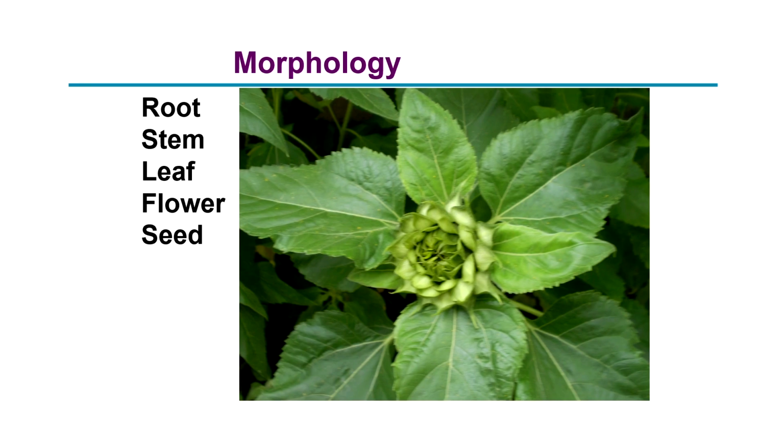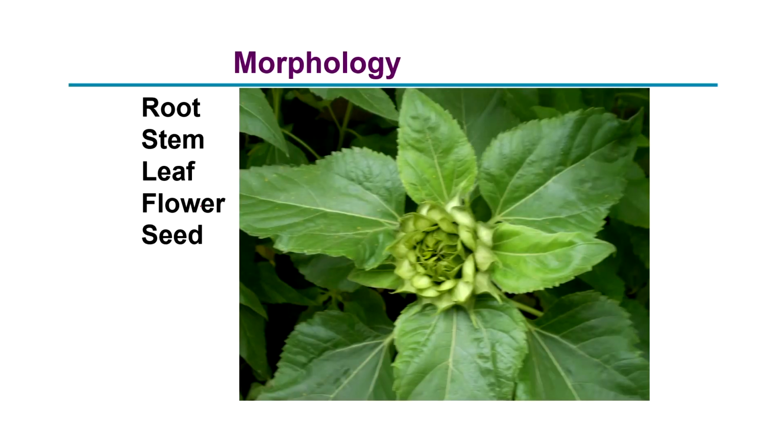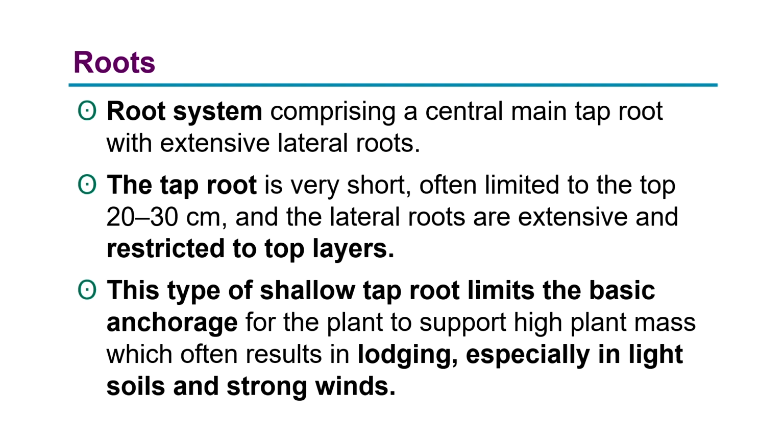Now, we will discuss the morphology, the external appearance of different plant parts, shoot and root of this crop. We will see the morphology of root, stem, leaf, flower and seed. First, see the root system, how it looks. Root system comprising a central main taproot. Because it is a dicot plant, it is going to have one main taproot with extensive lateral roots. The taproot is very short, often limited to the top 20 to 30 centimeter depth, and the laterals, means side branches of the roots, are extensive and restricted to the top layers.